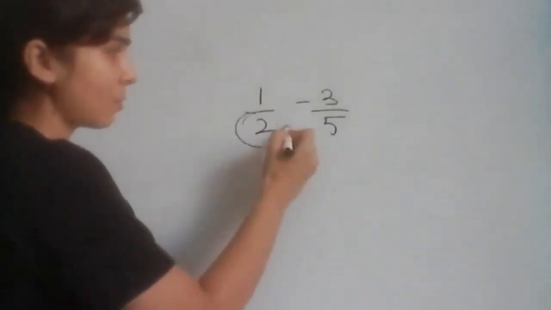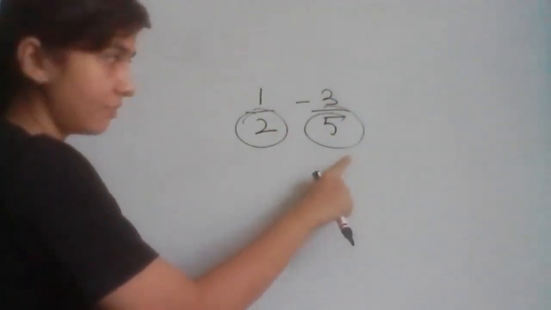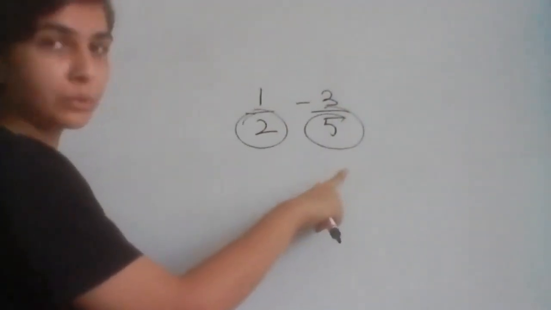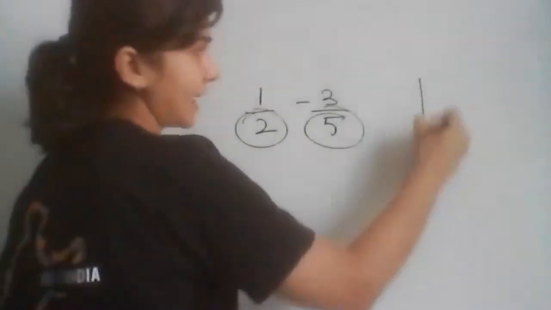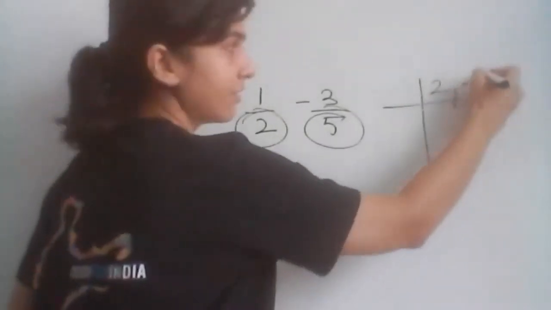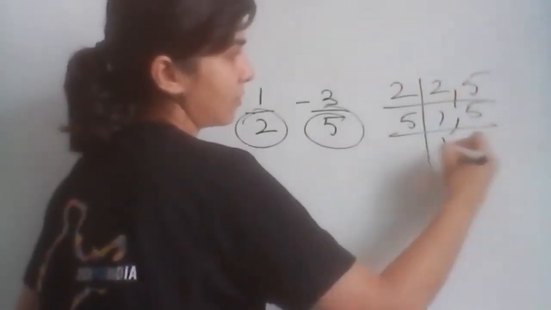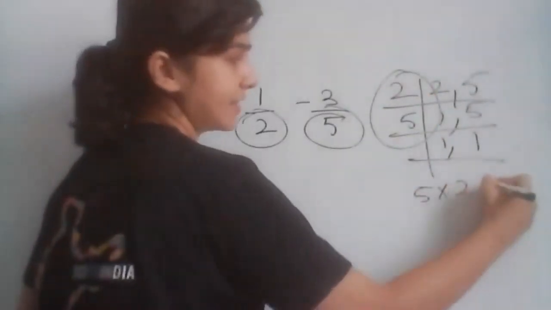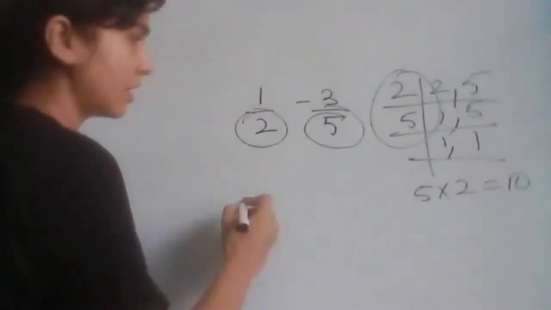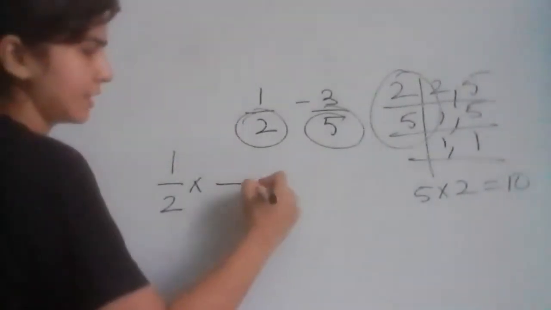First, I check what the denominators are. My denominators are 2 and 5, which are different. So I'm going to take the LCM of the denominators, 5 and 2. So I did 2 comma 5, 2 ones are 2, 5 fives are 1, 1 comma 1. So my LCM is 5 into 2, which is 10.